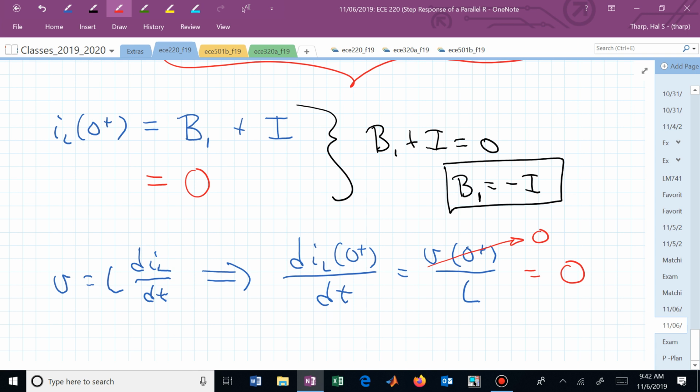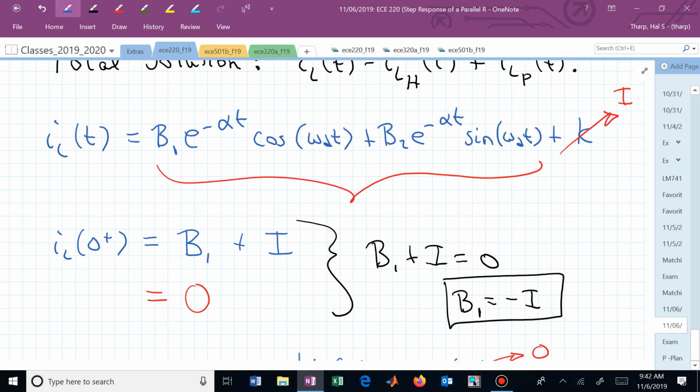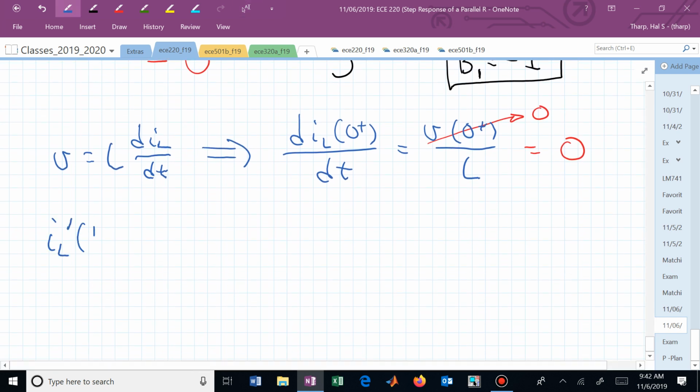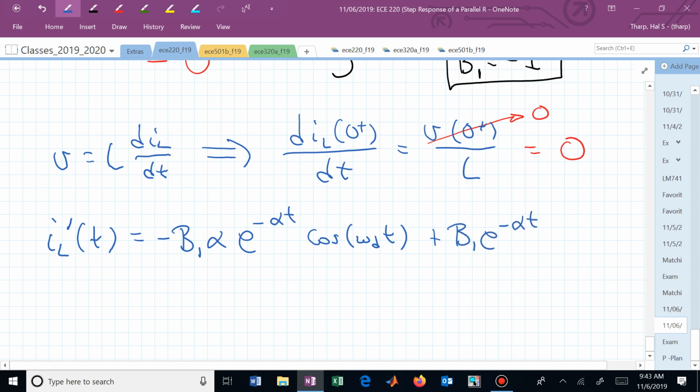What is it from our equations? Well, now we have to differentiate this with respect to time, that structure, i sub L of t, and then evaluate it at 0 to find the b's. So let's now differentiate i sub L of t, the total solution. That's now minus b1 alpha e to the minus alpha t cosine omega sub d t plus b1 e to the minus alpha t, and what's the derivative of cosine? Minus sine, and we're going to have that argument to differentiate. So this is now sine omega sub d t.